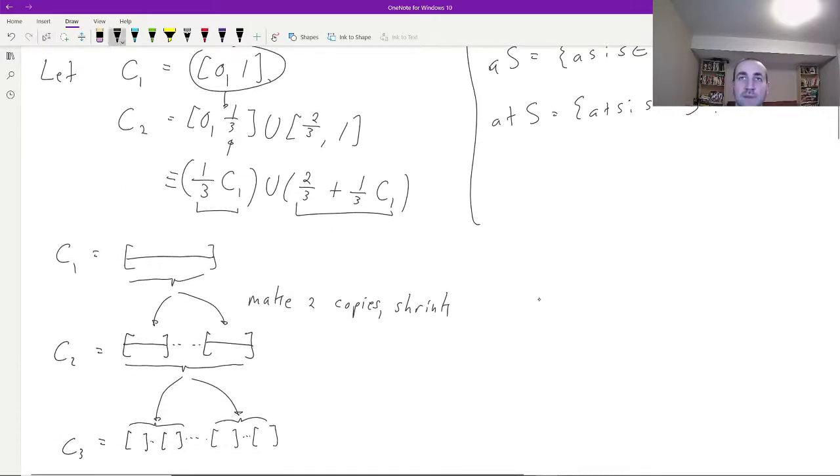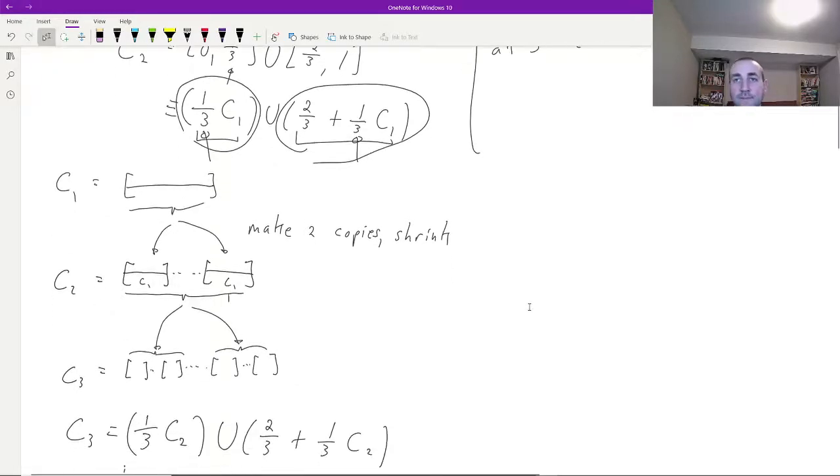What is that doing? When I go from C1 to C2, I'm taking C1 and I'm making two copies, one here and one here. I'm shrinking both of the copies down by a factor of 1/3, and then I'm moving the second one over to the right. So I make two copies, I shrink them, and I move them. So this here is a copy of C1 but shrunk, and this here is a copy of C1 but shrunk.